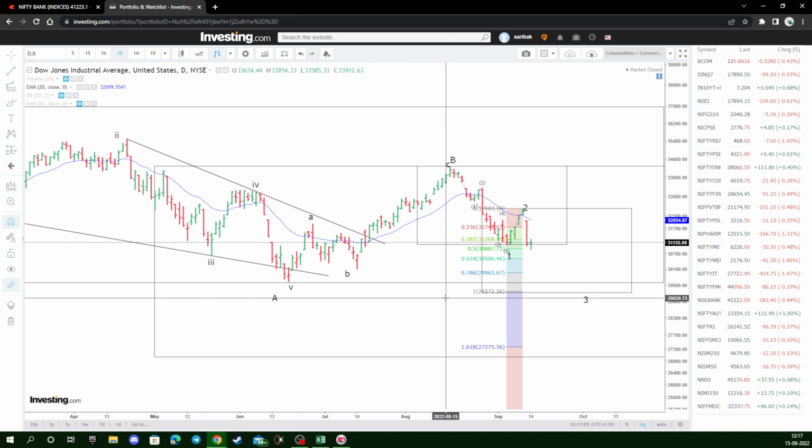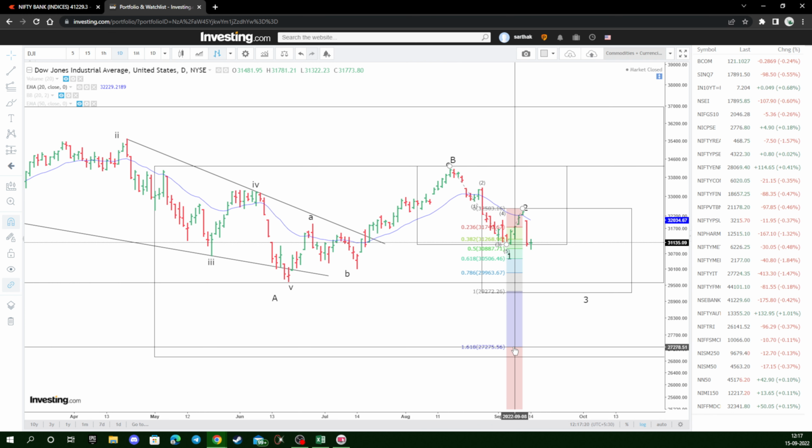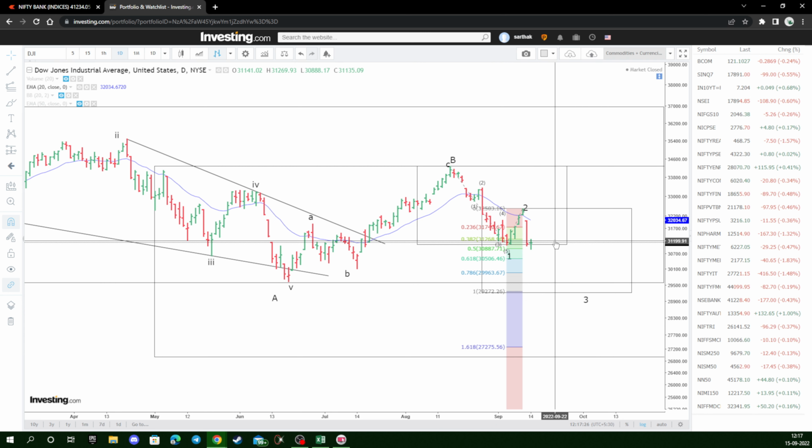But in an extreme scenario, in a bear market, we tend to get extremes wherein wave 3 tends to get extended to at least towards 1.618 times the length of wave 1. So 1.618 times the length of wave 1 comes around 27,000 levels. So that's around 27,000 and 4,000 plus 200. So roughly 4,000, 4,500 points of downside there in Dow Jones Industrial Average.